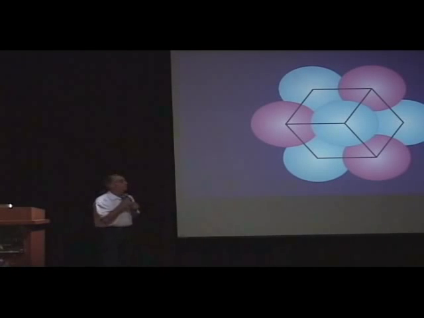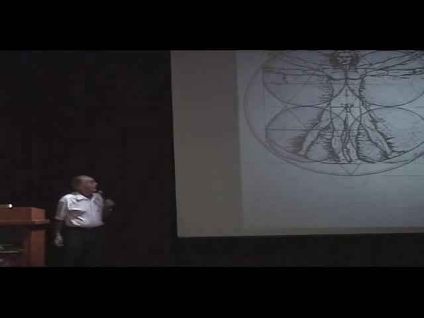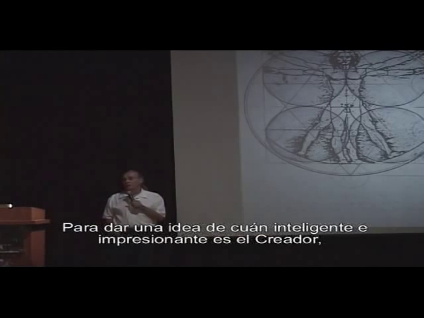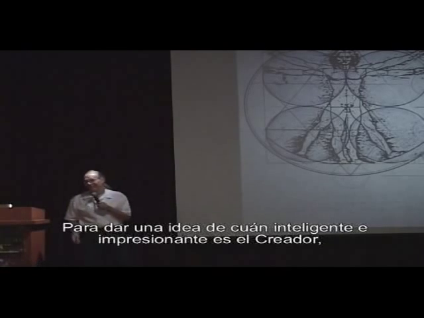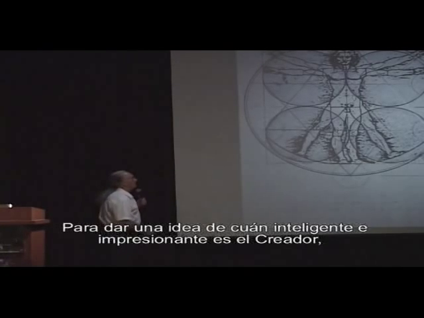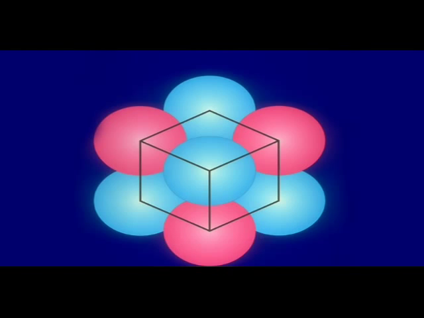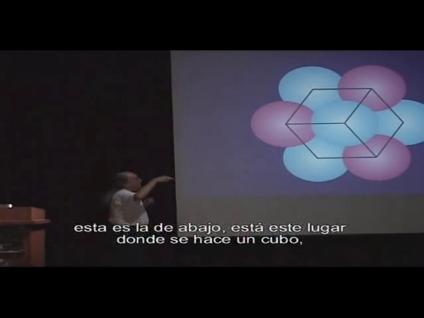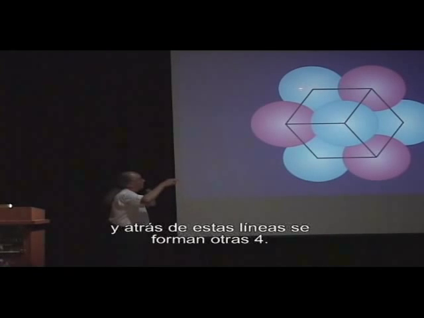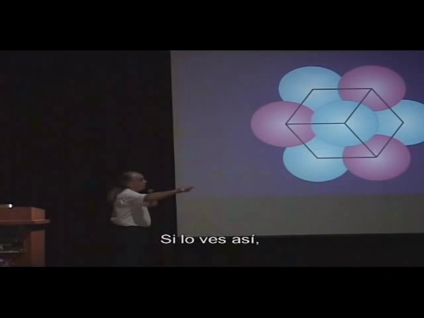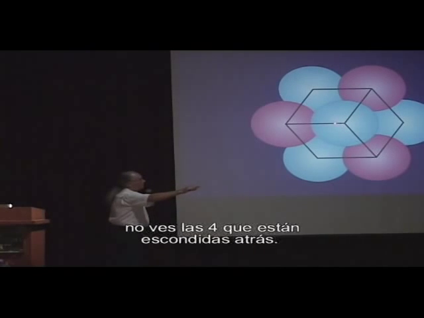And just to give you an idea of how intelligent God is, how amazing the Creator is. This here, go back to this other one. Even though this is a star tetrahedron, you're now looking at it from the top, looking down. There is this place where it becomes a cube, and if you were to look at just these four here, there's these other four behind it. So if you were looking from over here at this face, you'd only see these four, and you wouldn't see the four behind it because they would be slightly smaller.